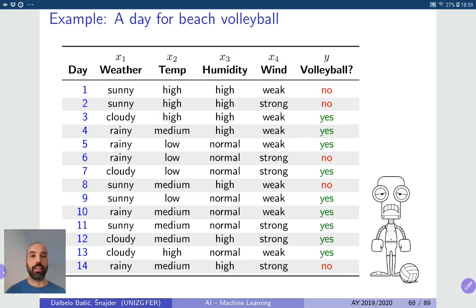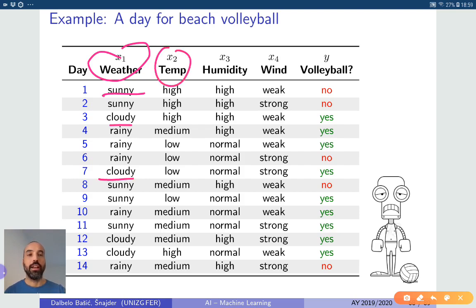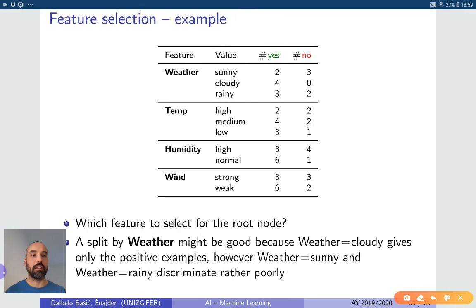So what I can look at then is, if I take the weather feature, how many of the examples in the sunny branch will actually be yeses, how many will be nos, and I do the same for the other values, and then I do the same for the other features as well. So I end up with a table like this one.